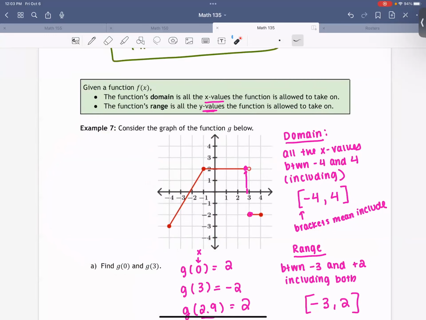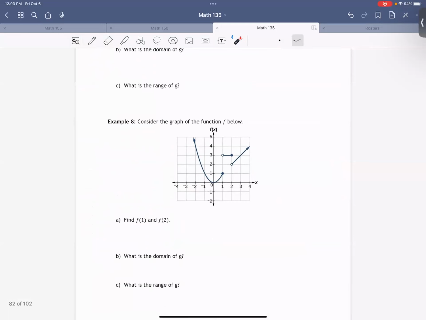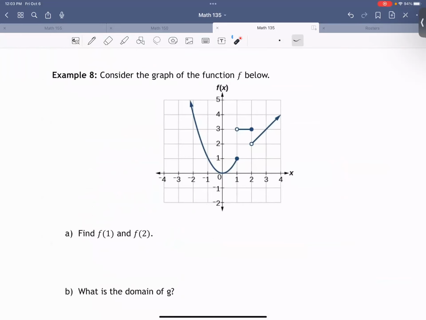Okay, so we did an example of finding the domain and range of the first piecewise function. Let's take a look at example number 8. So this is the graph of f. Now when you take a look at these piecewise functions, just remember that if there's an open circle, it means that the function does not exist there. If there's a closed circle, it means that the function does exist there.